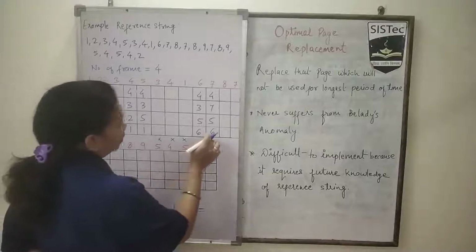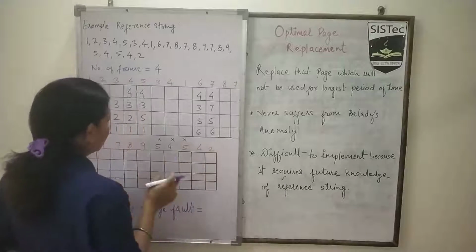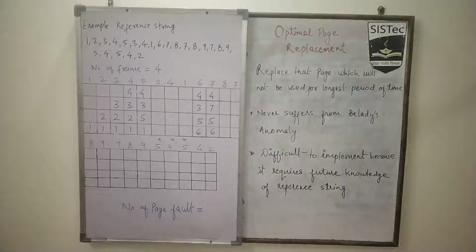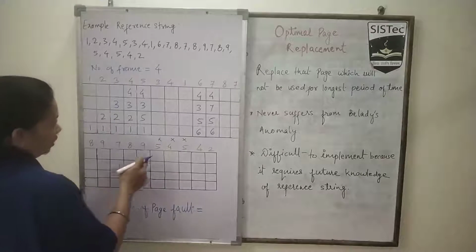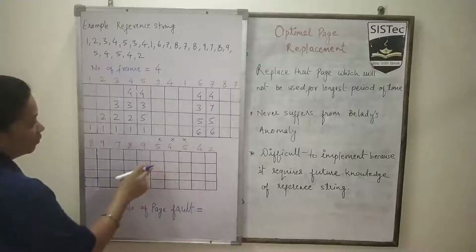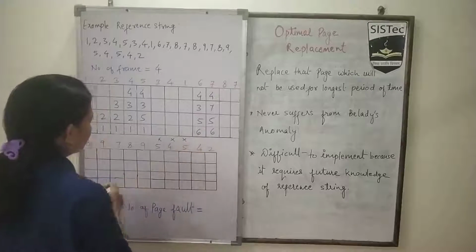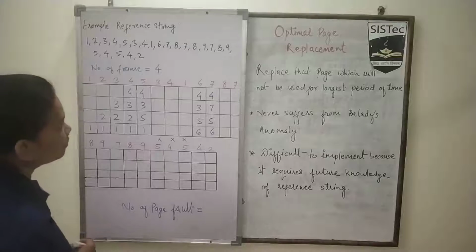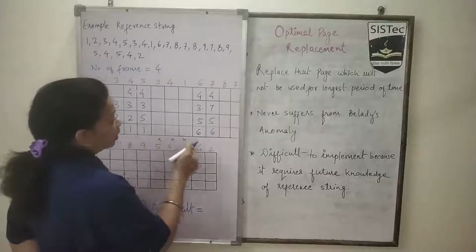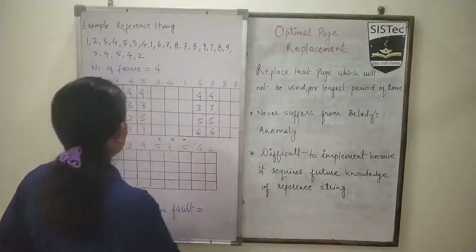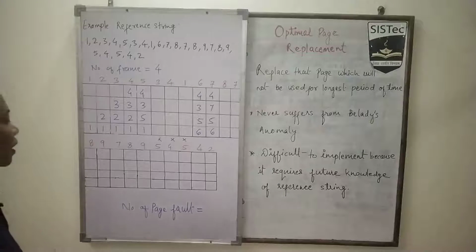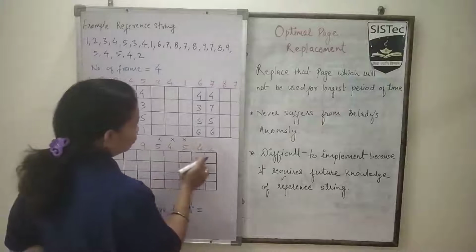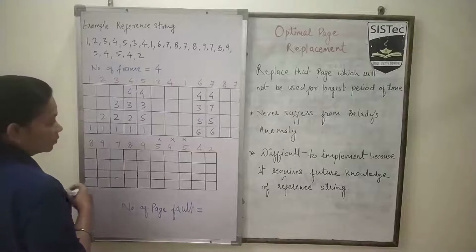Now we have to check which particular page is not going to be used for the longest period of time from these 4 pages. You can check that page number 4 is going to be used after some time. 5 we are also going to use after some time. Page number 7 we are also going to use after some time, and page number 6. Page number 6 is not going to be used for a very long time.